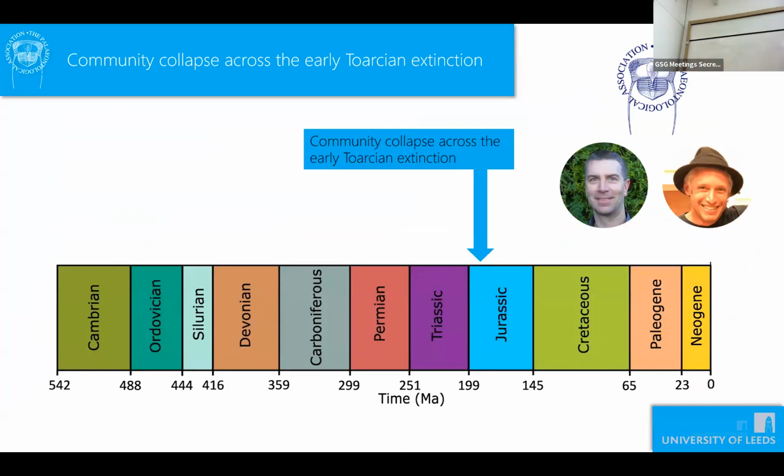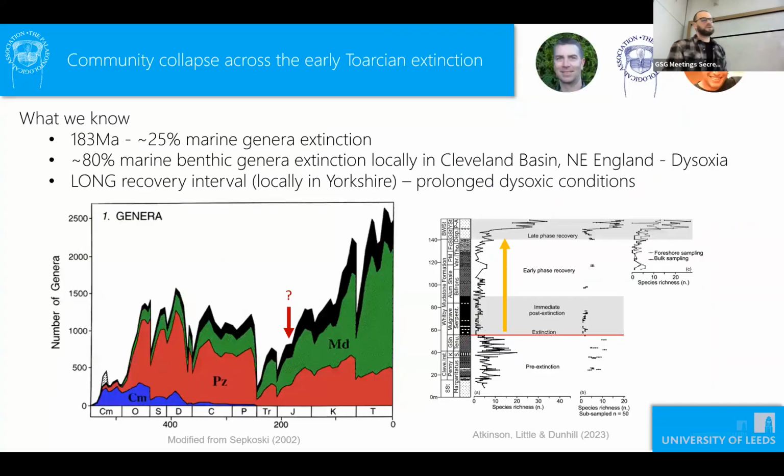So moving on from recovery, we're moving on chronologically, but now we're actually going to look at an extinction event itself and think about how our communities actually respond to species loss across an extinction event. So we're going to move into the Jurassic, a project that was the first project we worked on using this methodology. So myself and Andrew at Sheffield and my colleague at Leeds, Chris Little, who is an expert on this particular event. So what do we know about the early Toarcian extinction, about 183 million years ago.